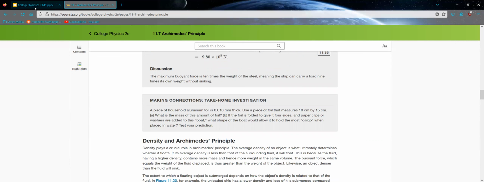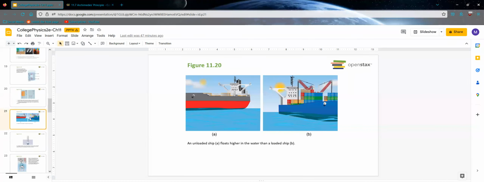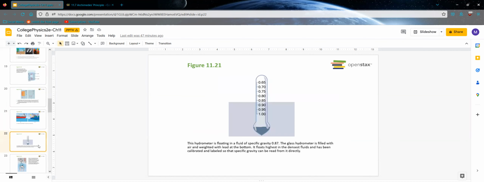There you go. There's the math of boats. I knew taking this class would be beneficial for you. That is how buoyancy works.